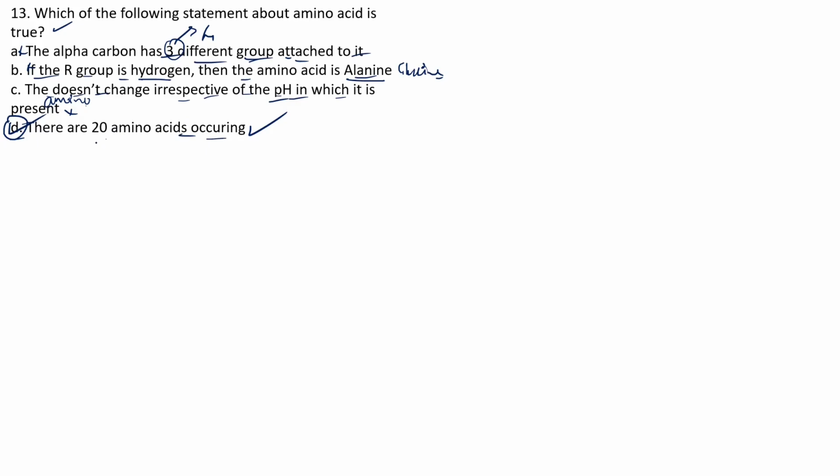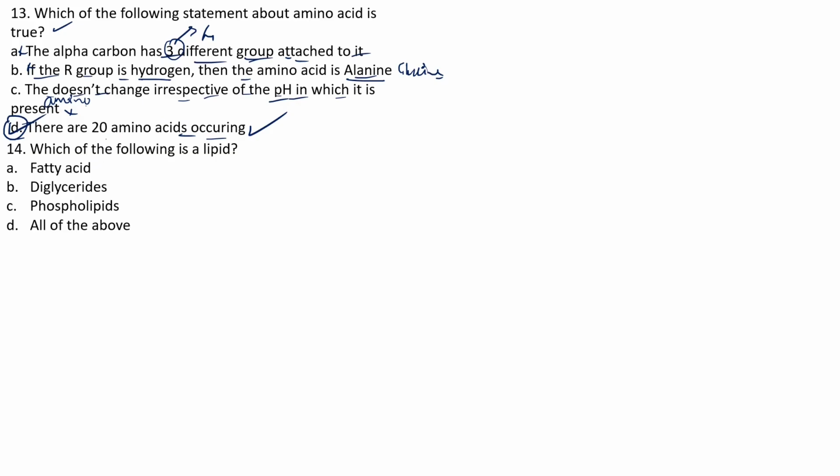Now moving on, which of the following is a lipid? Fatty acid, diglycerides, phospholipids, all of the above. Yes, exactly. All three mentions are actually lipids. Diglycerides are also derivatives of a lipid. Fatty acid is a simple lipid. Phospholipids are also derivatives of lipids, glycerols, etc. Right? So we can say all of the above are lipids.